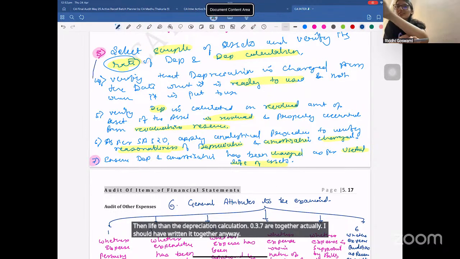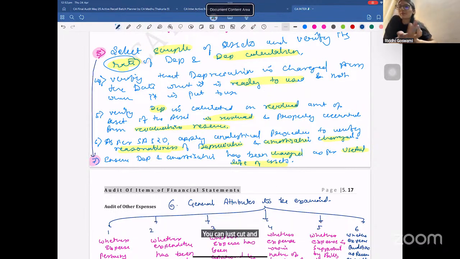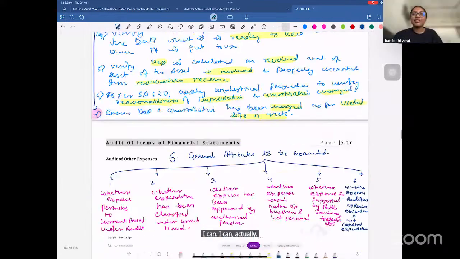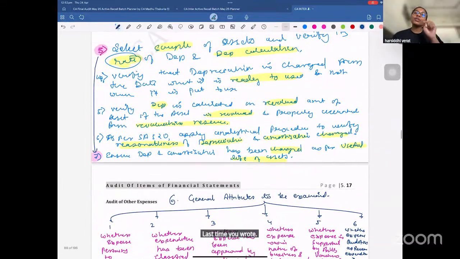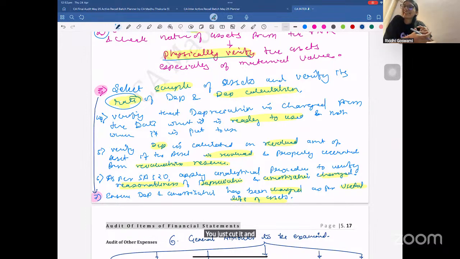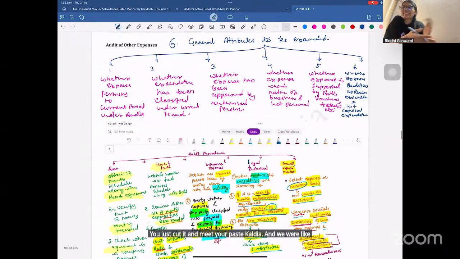Ma'am, you can just cut and paste. I can actually. Chalo. Ma'am, last time you wrote, you were like, no, put this point ahead. You just cut it and pasted it below. And we were like, how do we do that?